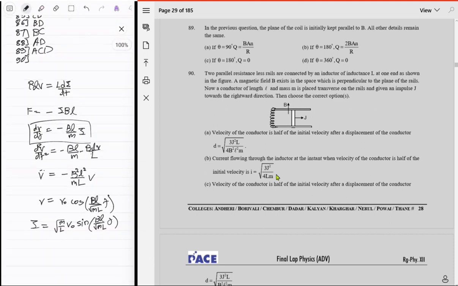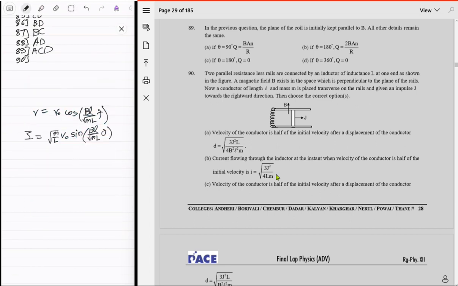Okay, so what do we have to do? We want to figure out the velocity of the conductor. The conductor is half of the initial velocity after displacement of this thing. Also, the conductor is half of the initial velocity. Displacement, seriously. Okay, this is not going well.